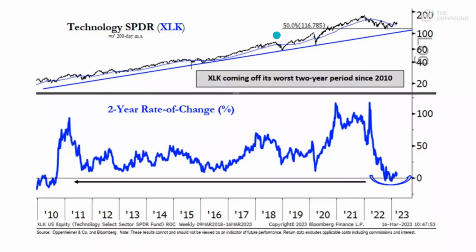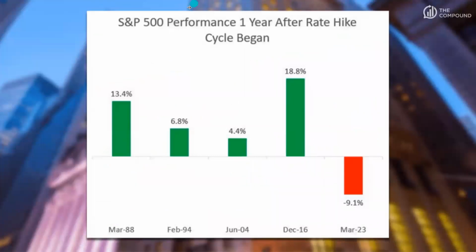Now, this is XLK again, right? Looking good. And then this is the 2-year percentage rate of change. And you can see that it was at a really, really low area, right? That it really hasn't seen since about 2010. And it could be starting to put in a rounded bottom here and start heading back up. So it's going to be interesting to see what happens there. But basically, they're saying that this is a pretty low area when it comes to the 2-year rate of change percentage on XLK.